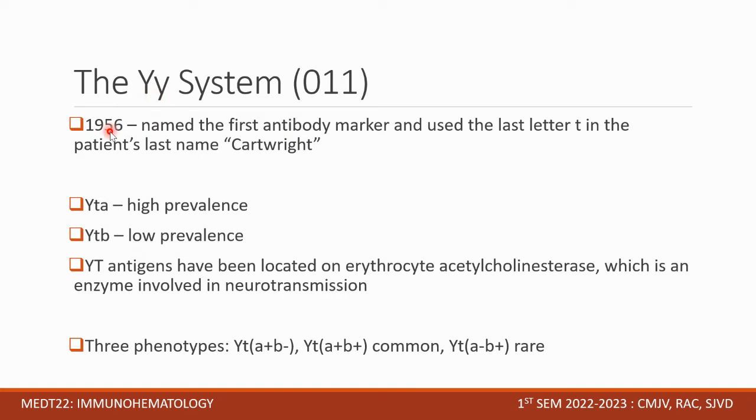So, the Yt system. Okay, so in 1956, the Yt system was named. So, named after the first antibody marker, and use the last letter T in the patient's last name, Cartwright, kaya ang symbol niya is YT. Okay? So, Yta antigen, ito yung high prevalence one. Ytb is the low prevalence one. So, Yt antigens have been located on erythrocyte acetylcholinesterase, which is an enzyme involved in neurotransmission. So, it has three phenotypes: the Yt(a+b-), the Yt(a+b+), which is the common phenotype, and the Yt(a-b+), which is the rare one.